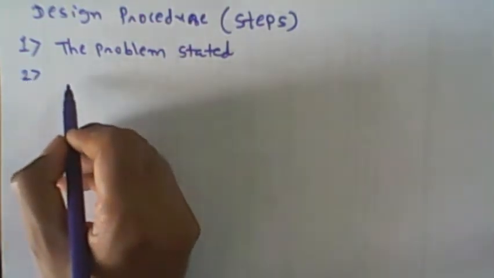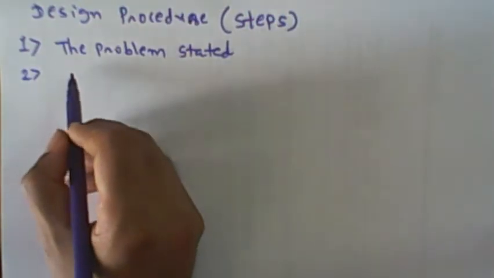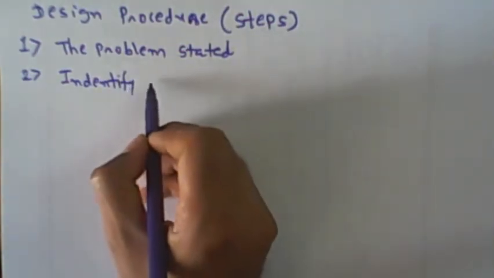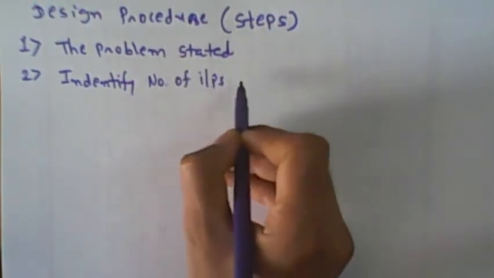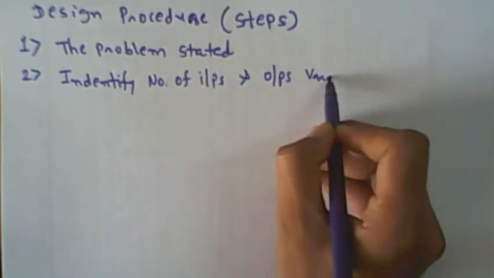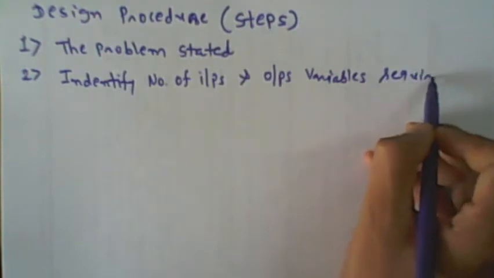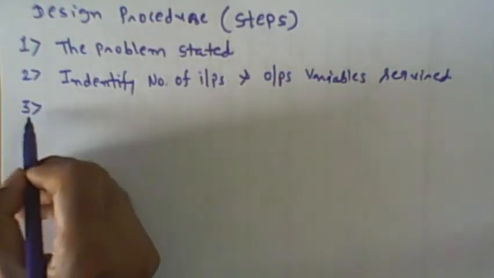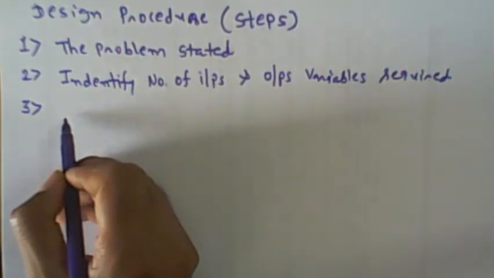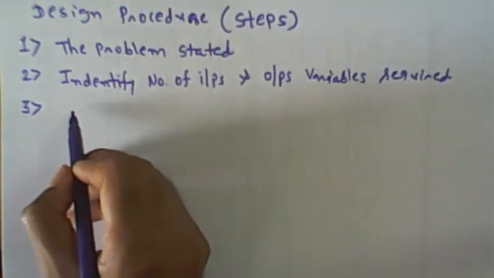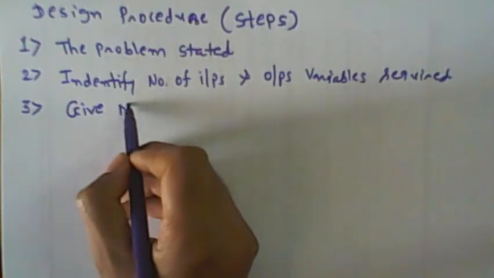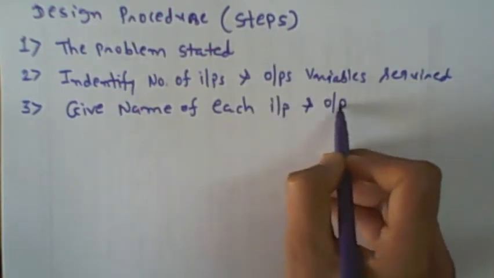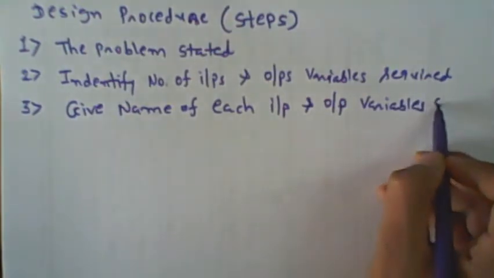The second step is, from the problem statement, we have to identify the number of input and output variables required. The third step, once we identify the number of input and output variables, is to give a name to each input and output variable with some letter symbol.